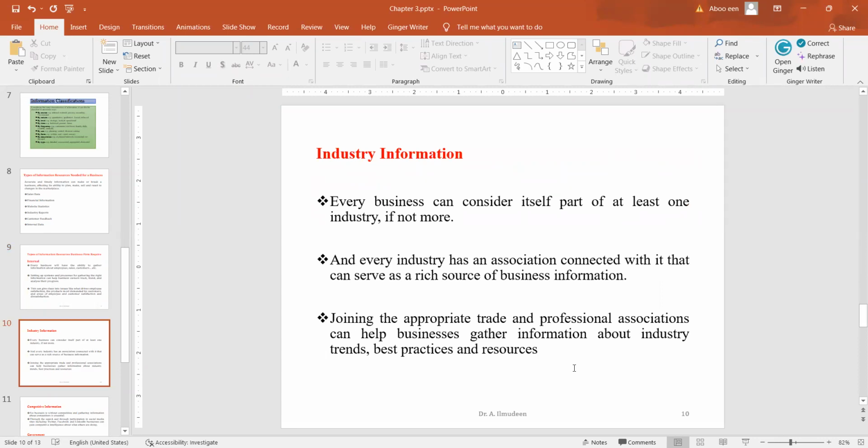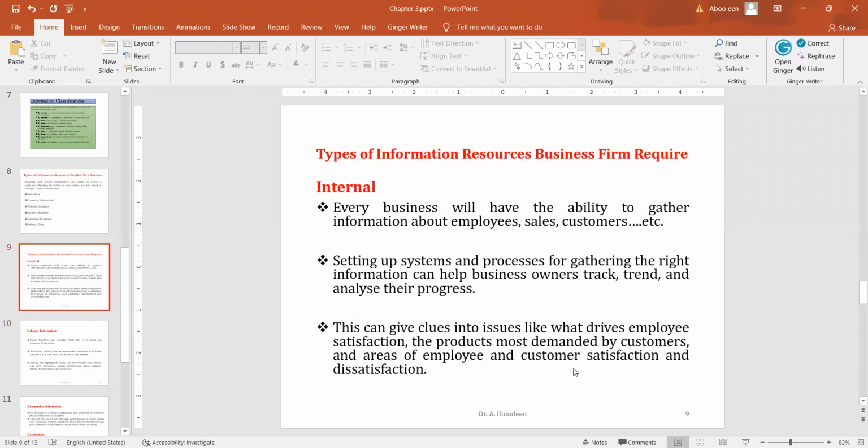Next, we will look at industry information. Why do business firms need this industry information? Industry information, why is it required?